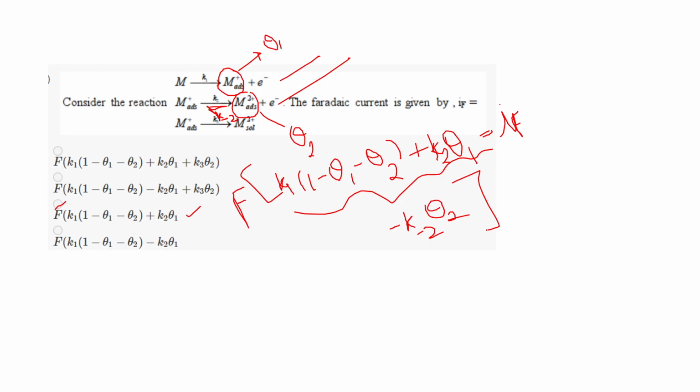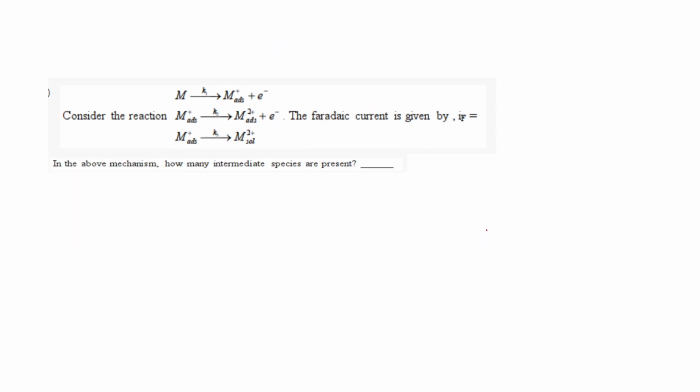Okay. In the same reaction, M gives, with K1, M adsorb plus, and one electron is involved. Then M adsorb plus gives, with K2, M adsorb 2 plus electron, and this M adsorb plus is again converted to M solution 2 plus in the third step. The Faraday current we already saw. This part is already seen, I just copied it from the other one. In the above mechanism, how many intermediate species are present?